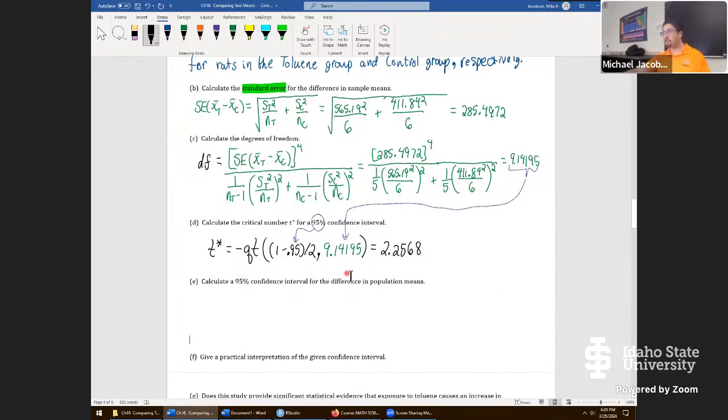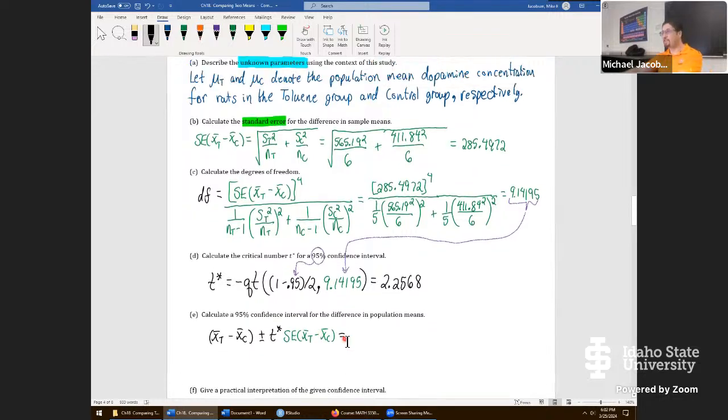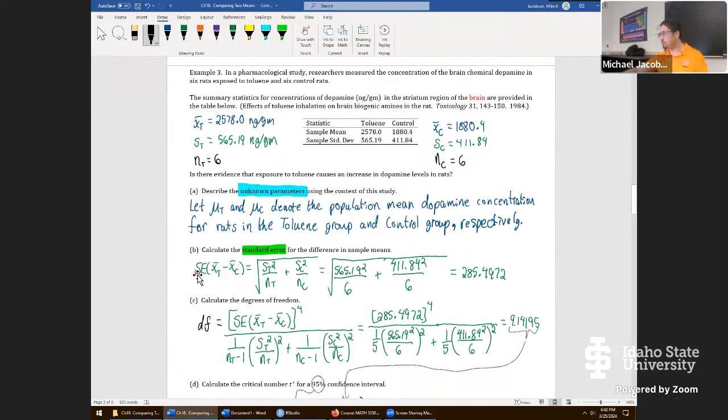For a 95% confidence interval for the difference in the population means, this is the format it would take. I usually start with a parenthesis because I like to associate the first two things together, even though algebraically you could just drop the parentheses. It'll be x bar t minus x bar c, add or subtract the critical number t star, and then multiply that by the standard error of x bar t minus x bar c. So that's our entire interval. All we need to do is plug in the information we have. Some of it's up here, so let me do a quick screenshot.